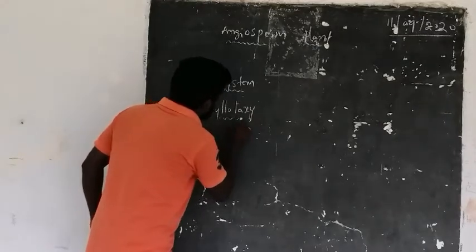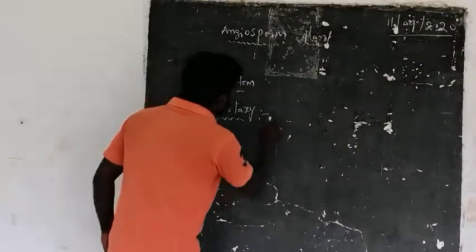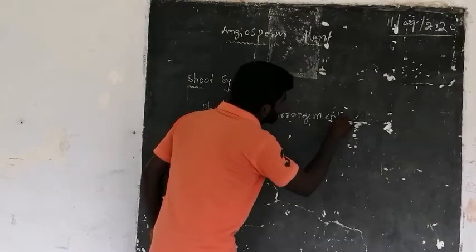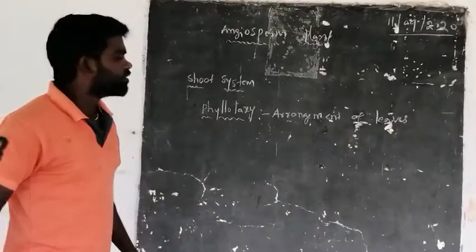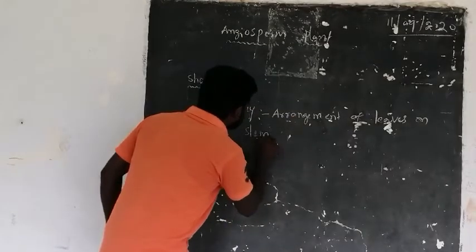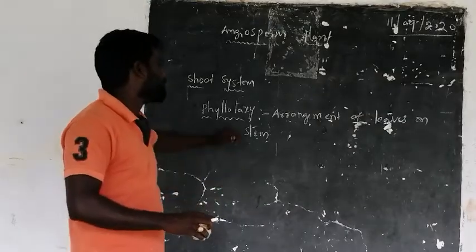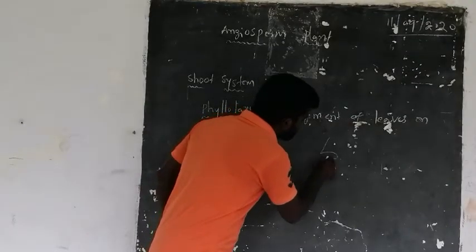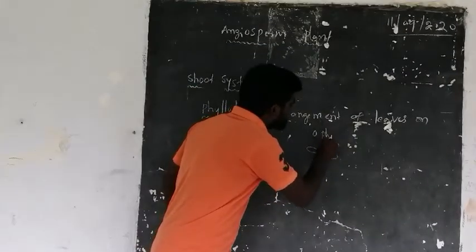Phyllotaxy. What do you mean by phyllotaxy? It means arrangement of leaves on a stem. There are three types of phyllotaxy. Opposite phyllotaxy, for example, this is the branch, here this is leaf, and that is called opposite phyllotaxy.